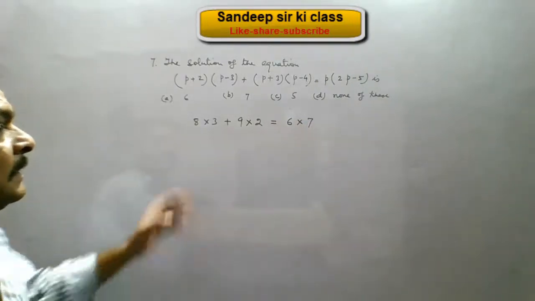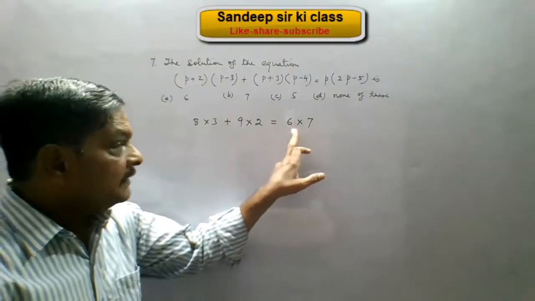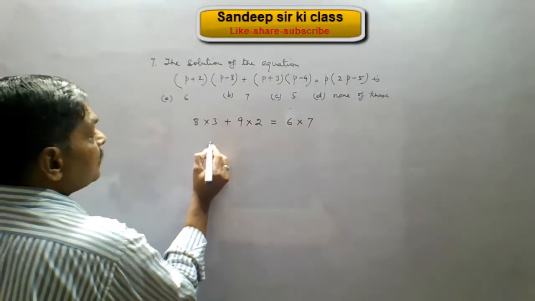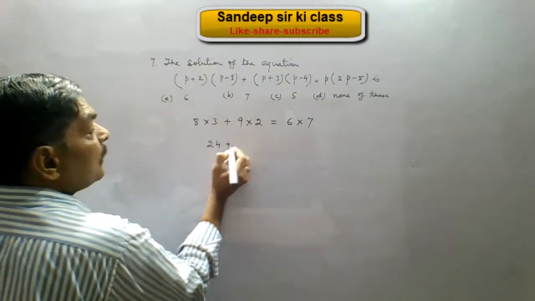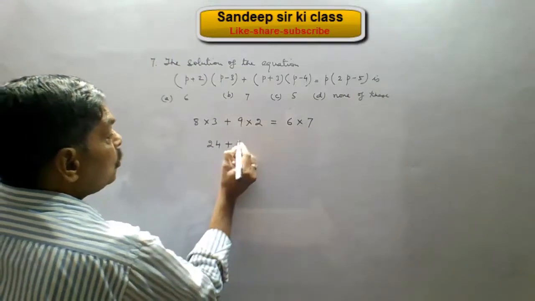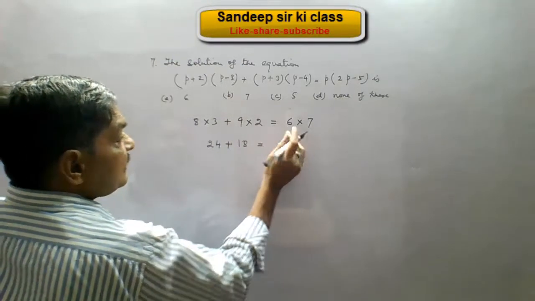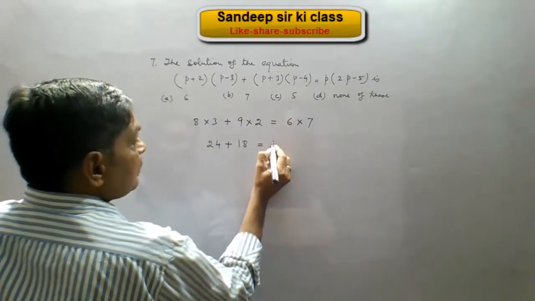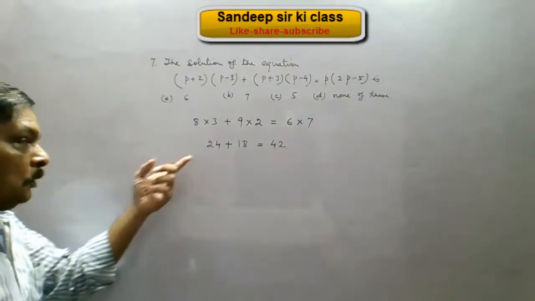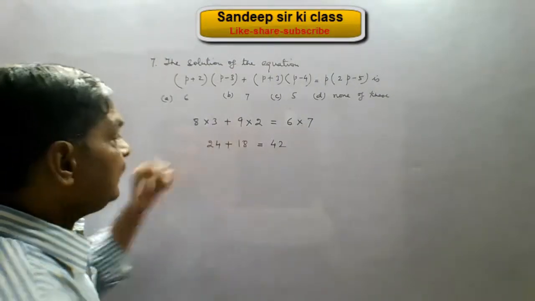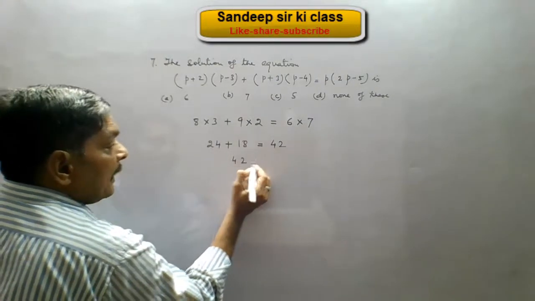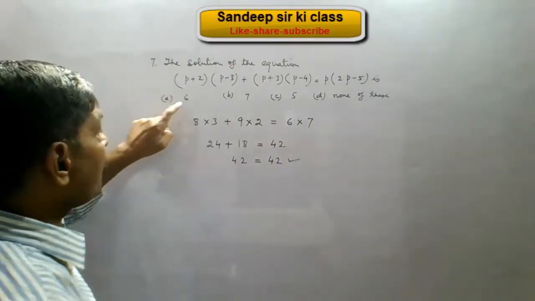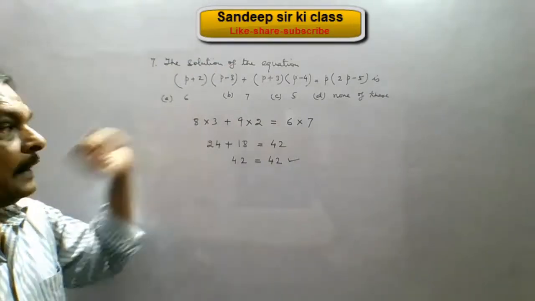This is our left hand side and this comes on right hand side. Now 8 into 3 is 24 plus 9 into 2 is 18. This equals 6 plus 7. 6 into 7 is 42. Now 24 plus 18 is 42 and right hand side is also 42. So our option A here is correct.